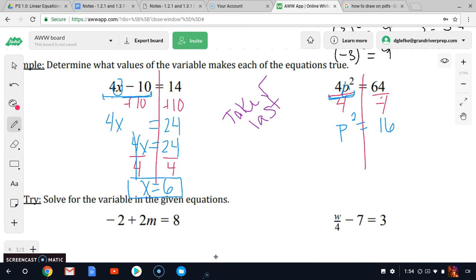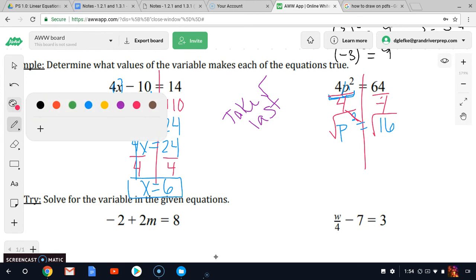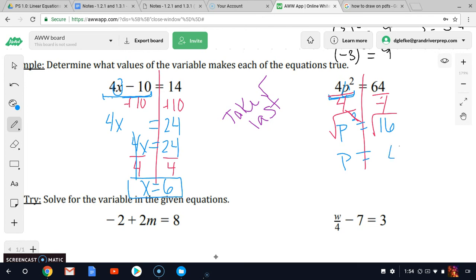Now our variable is not quite by itself. It has that exponent, so we want to go ahead and take the square root of both sides. That gets rid of that exponent there. So we get p. When we take the square root of 16 in our calculator, it gives us a positive 4. However, we know that when we take the square root, we get the positive and the negative version. So we get plus or minus 4. Our variable is isolated, so that's our final answer.